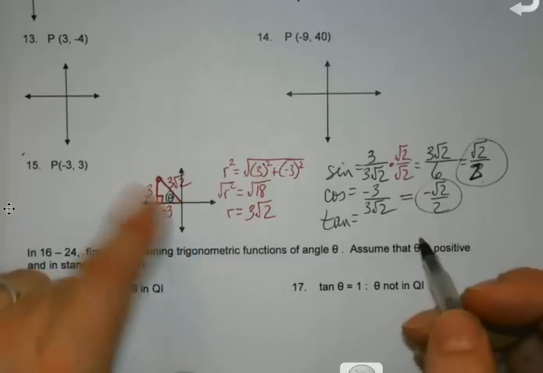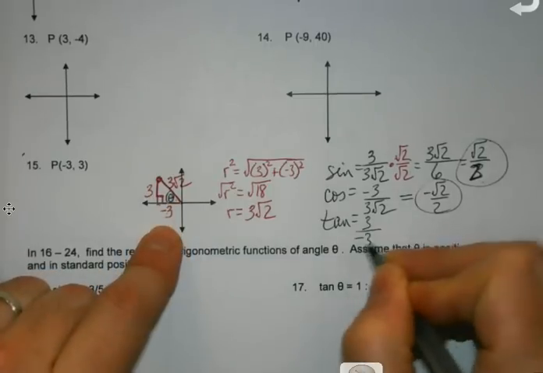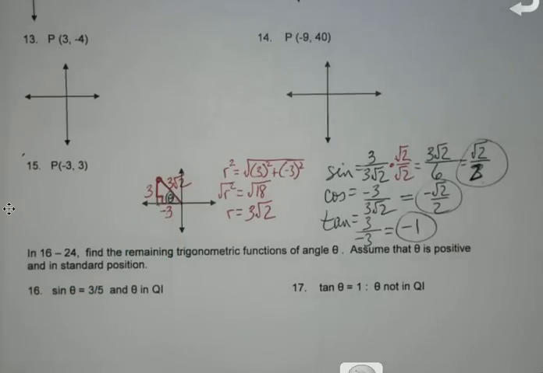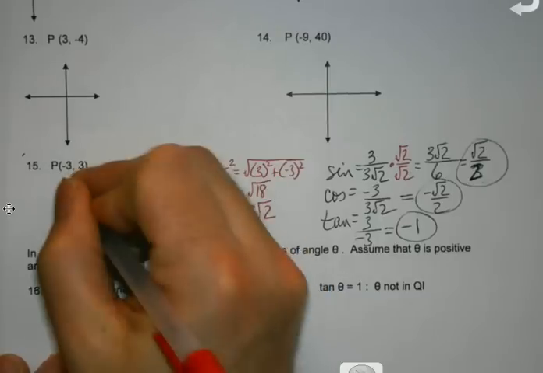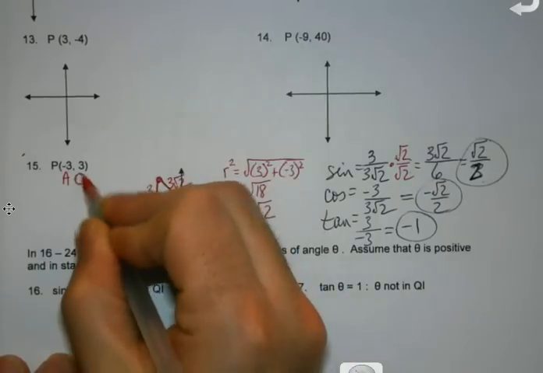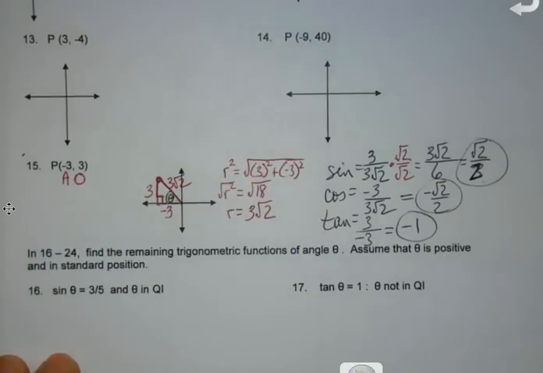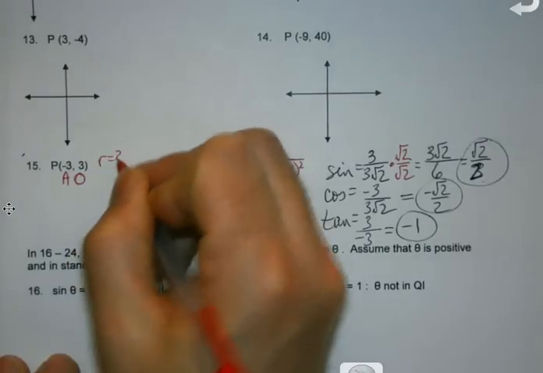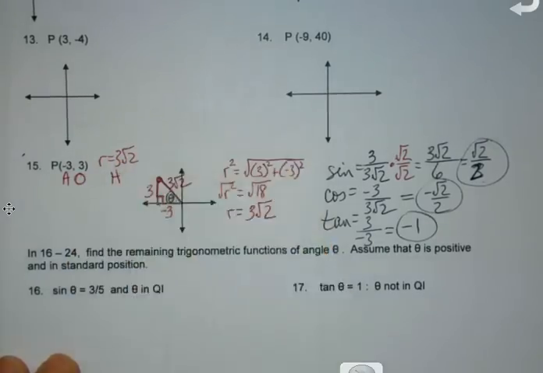And then tangent is opposite over adjacent, which would be -1. Now again, some of you are saying there's a lot to this. Is there a shorter way? Well, yeah. Because we talked about the option of saying, oh yeah, my x value is my adjacent every time with these. My y value is my opposite. And my r value is my hypotenuse.